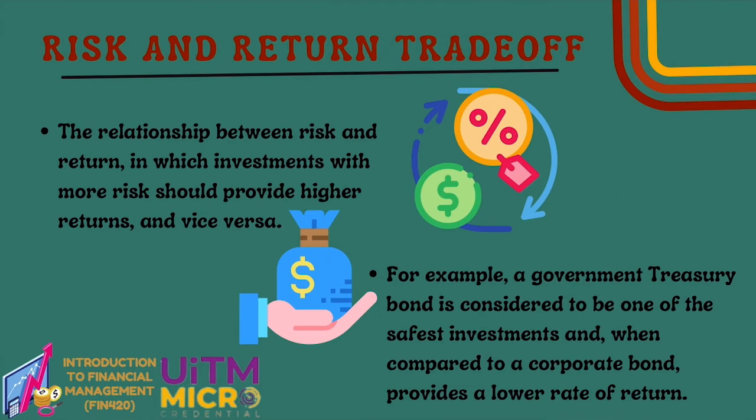For example, a government treasury bond is considered to be one of the safest investments when compared to a corporate bond. Thus, a government bond normally will provide a lower rate of return compared to the corporate bond.